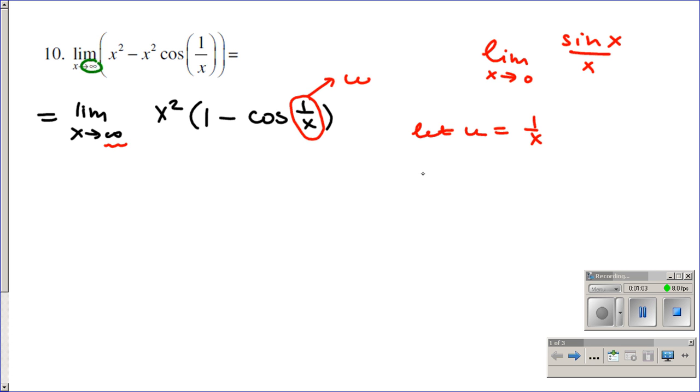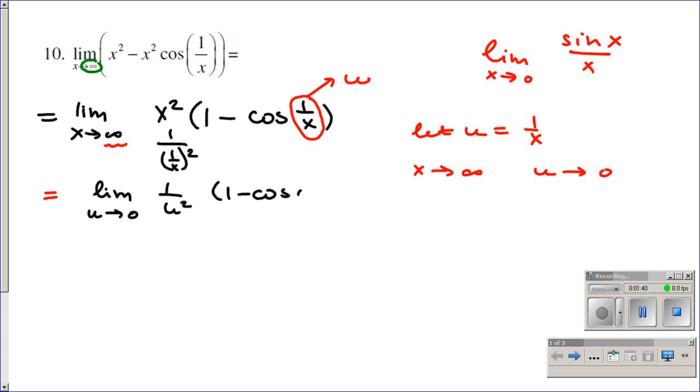Now let's think about this. Since x is approaching infinity, u would be approaching 0 because you would have 1 over infinity here. So we are going to rewrite this. Instead of x approaching infinity, we're going to make it u approaching 0 so that we can use our theorem. x squared is really going to be like 1 over x squared, so that's really 1 over u squared. And then we have 1 minus cosine of u.